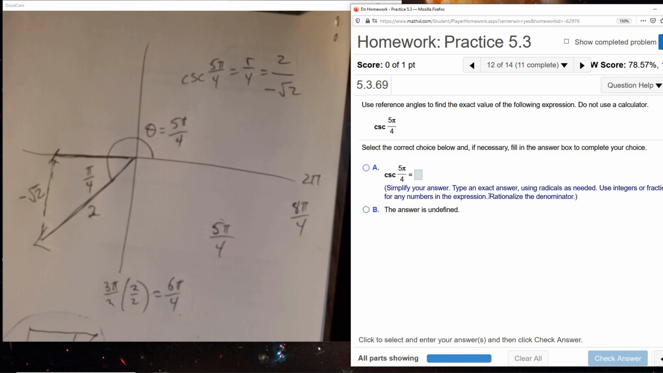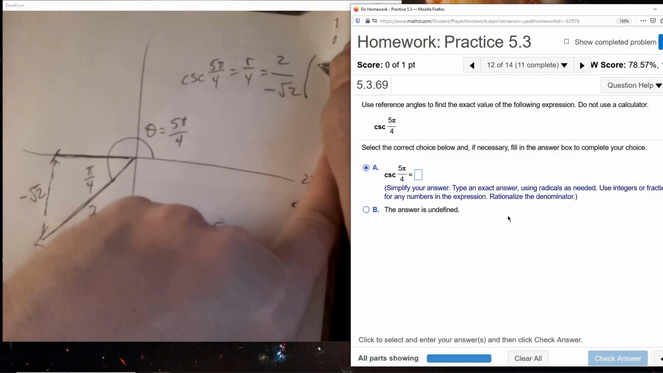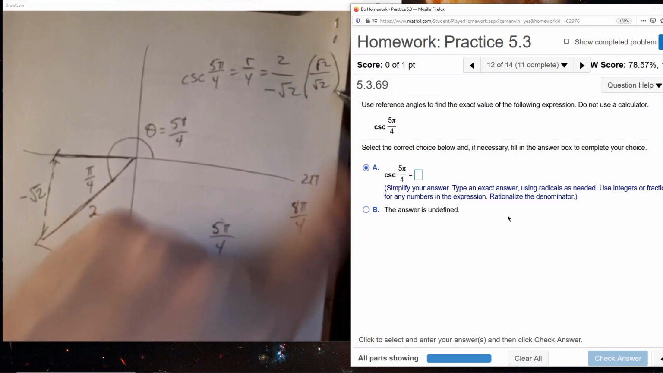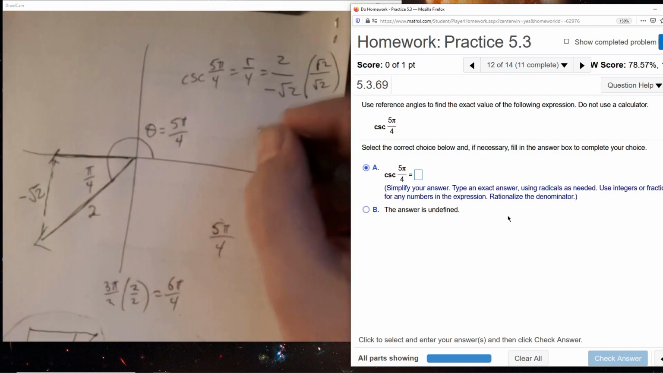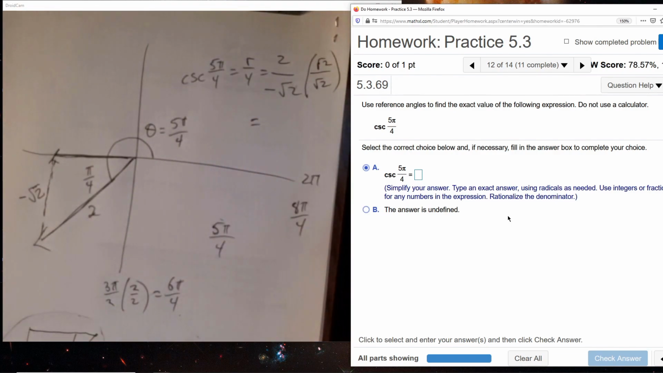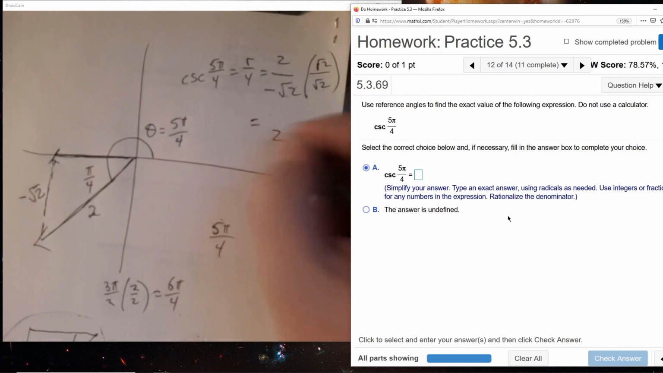Now, MyMathLab says here to rationalize the denominator. And that specifically means you can't have any square roots in your denominator. So to get rid of this square root, we multiply by 1, and by 1, we define that to be square root of 2 over square root of 2. This will rationalize the denominator because square root of 2 times square root of 2 is just 2.